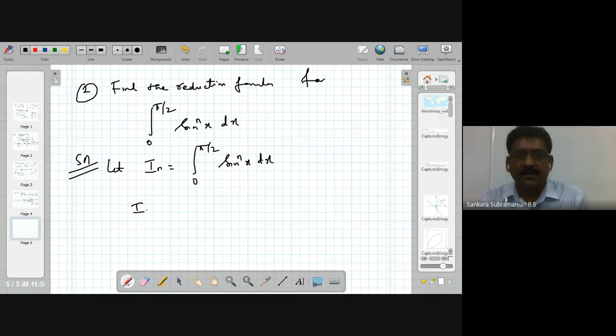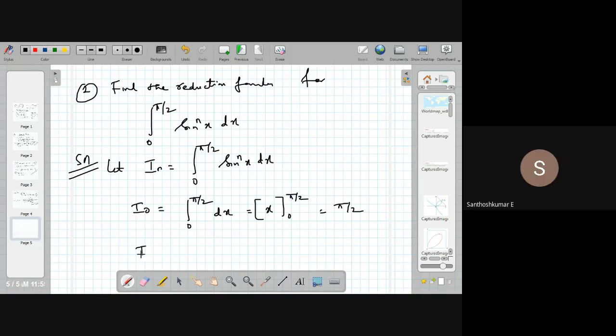I_0 equals integral 0 to pi by 2 dx, because sin x to the power 0 is 1, which is x taken over the limits 0 to pi by 2. You get the value pi by 2. So this we call it as a definition. முன்னாடியே define பண்ணிட்டோம்.